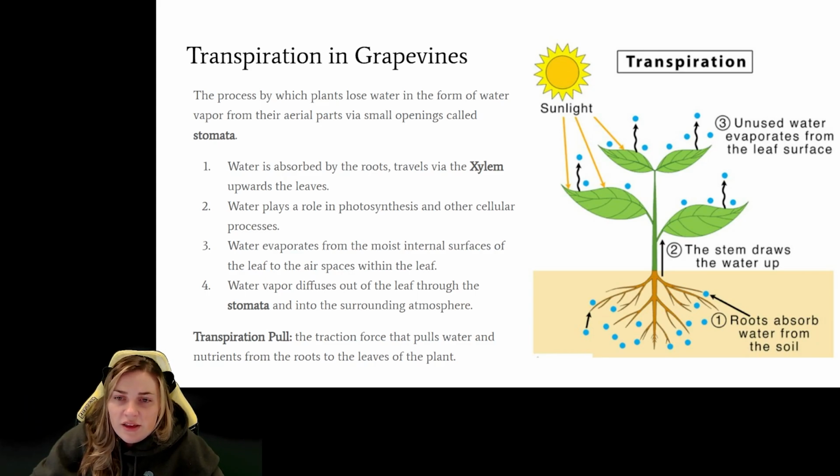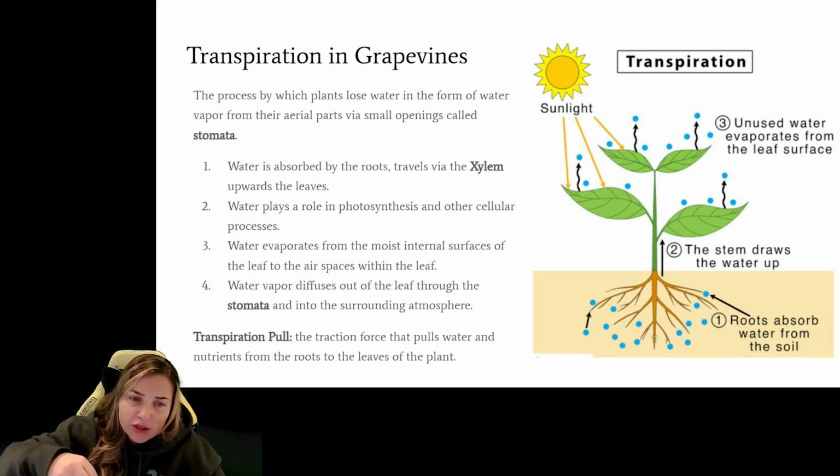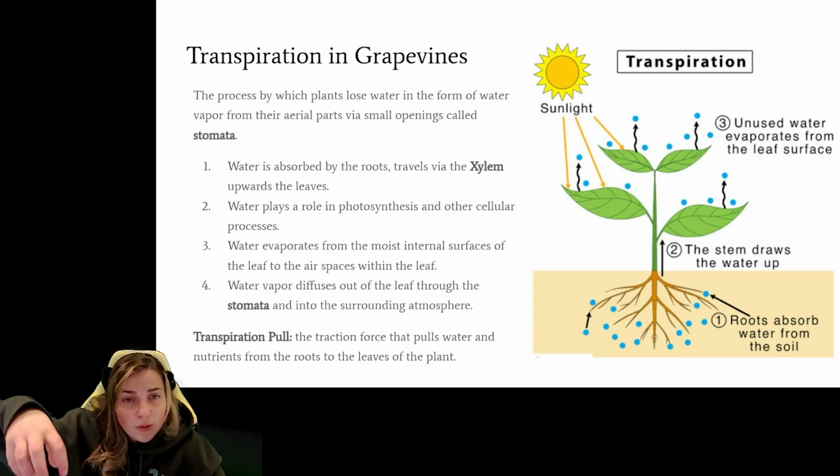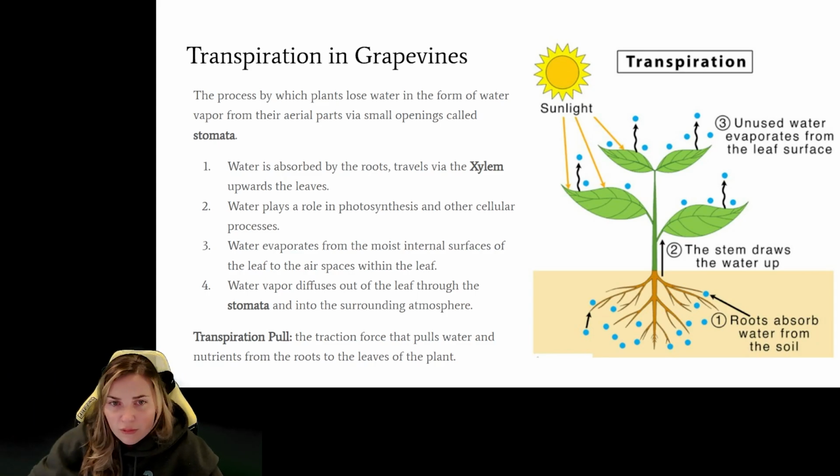So another way to think of it too, you could kind of argue which one comes first, right? Is it the evaporation from the leaves that makes the transpiration pull, or is the water first absorbed through the roots? So ultimately, this is the cycle, but what occurs first, this was the chicken or the egg, right?